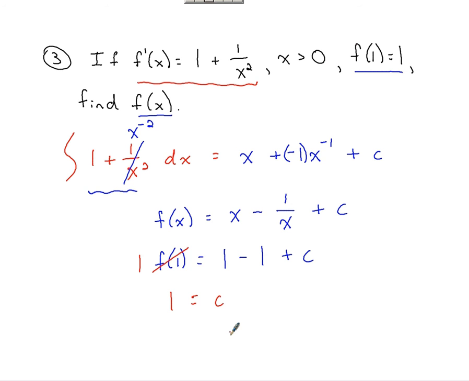So find what the original function is. We got the foundation for it right here. Got to figure out what c is, so I've got to insert in that value for c I've now found. I could say, therefore, f of x, my function, equals x minus 1 over x plus 1.